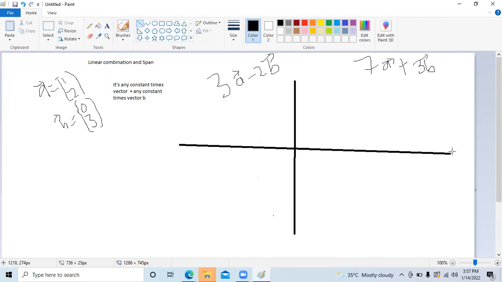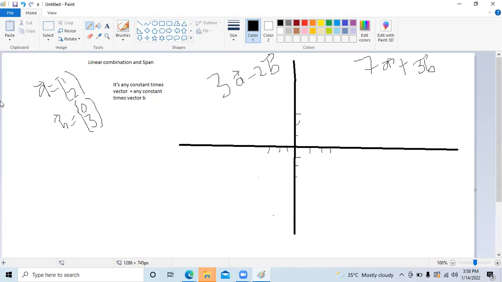I mean, this is just basic stuff. So let's label our graph. This is 1, 2, 3. This is 1, 2, 3. This is minus 1, minus 2, minus 3. Minus 1, minus 2, minus 3. Vector A usually will be 1, 2. So 1 on the x-axis and 2 on the y-axis. That will look something like this. So this is vector A.